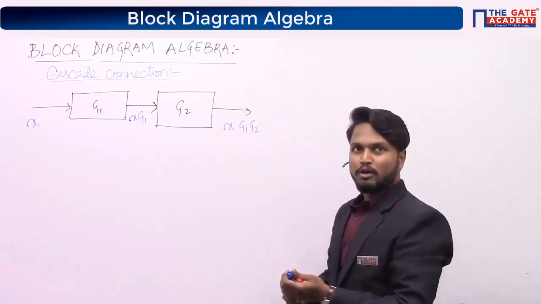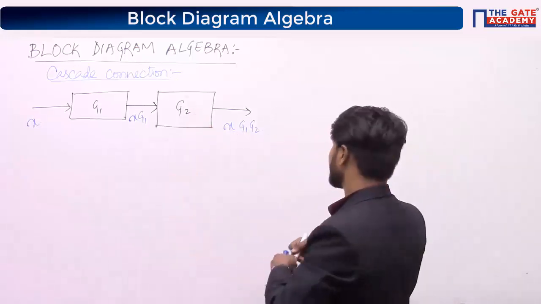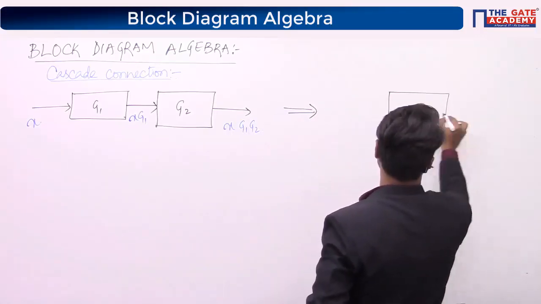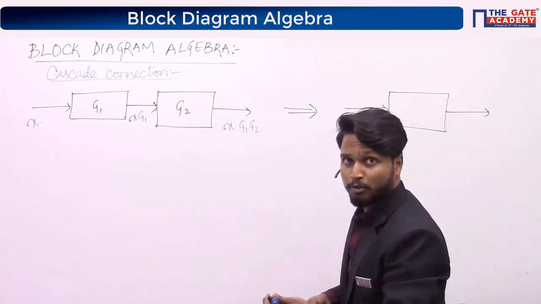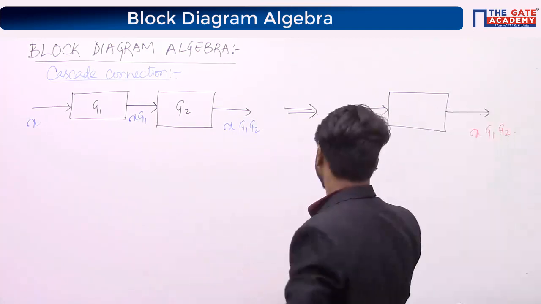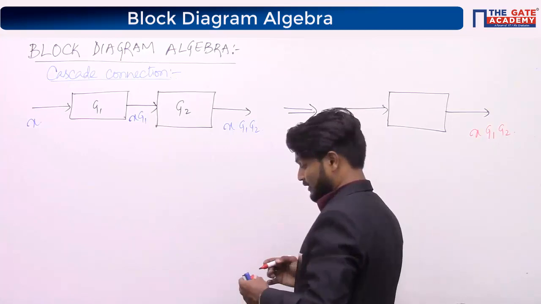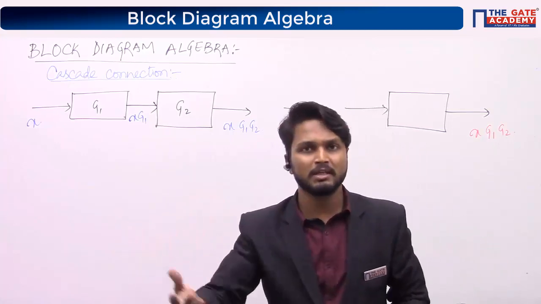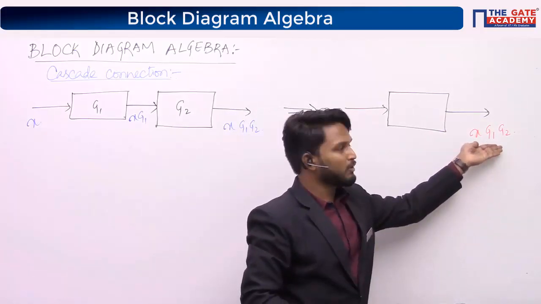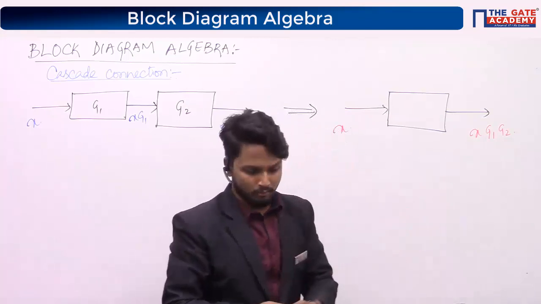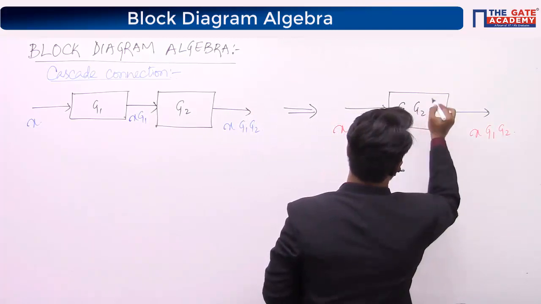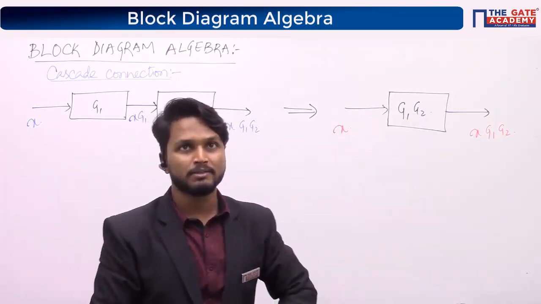So you just want to replace these two blocks with a single block. The output of the block is X times G1, G2, and the input is X. So what is the transfer function? Transfer function is nothing but the ratio of output to input in the Laplace domain. So X times G1, G2 divided by X. What is the transfer function of this block? It is simply G1 G2. That's it. It is very simple, right?